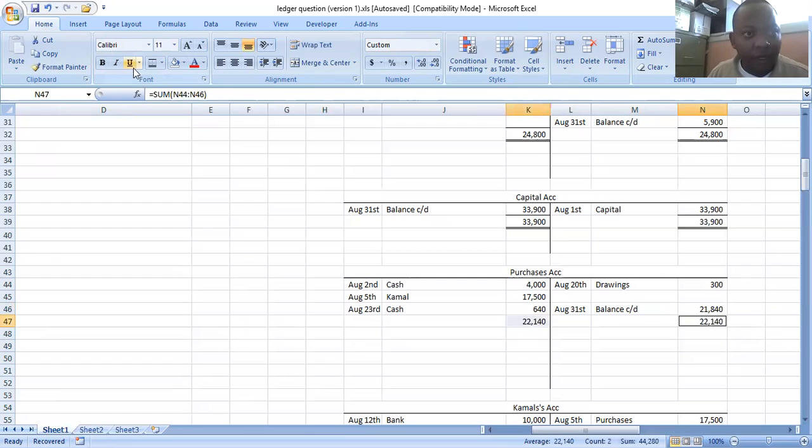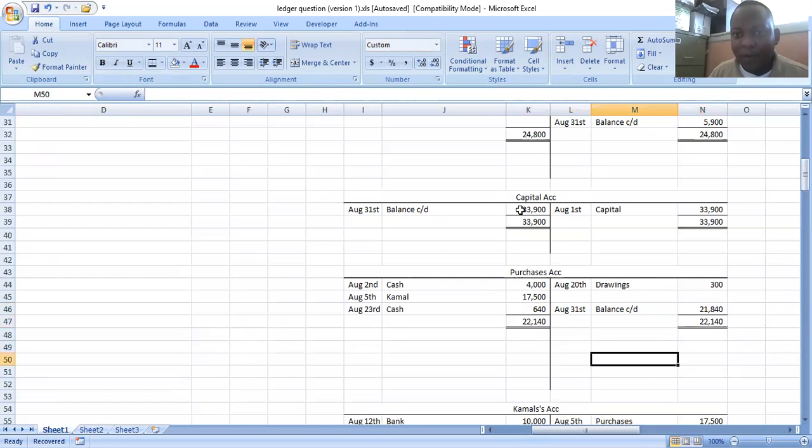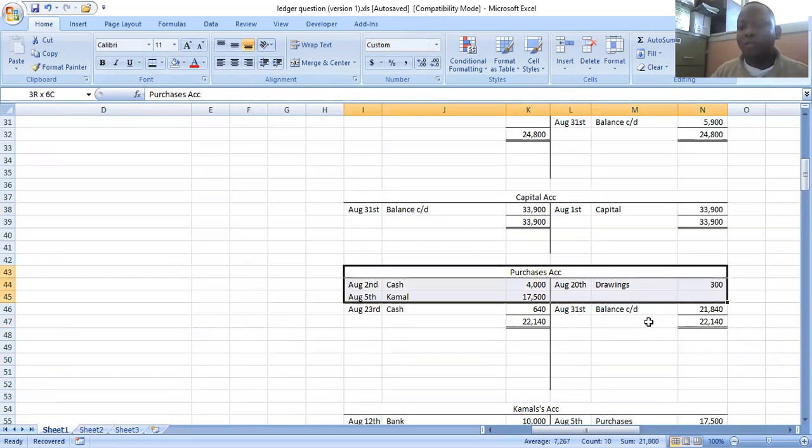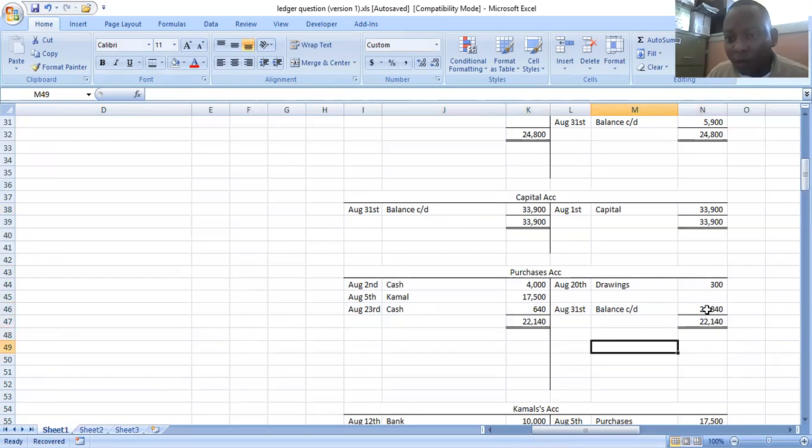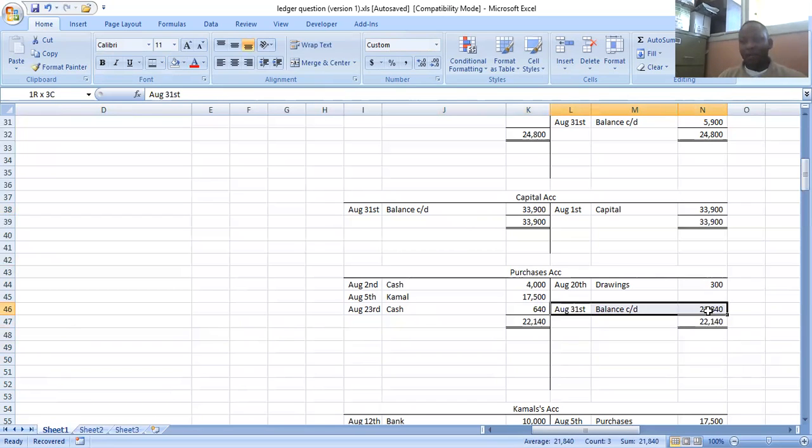So I forgot to mention that capital account is a credit balance. Yeah, the one that we have here. And capital will always be a credit balance, whereas expenses will always be a debit balance. So therefore, purchases has a debit balance, which must always be a debit balance.